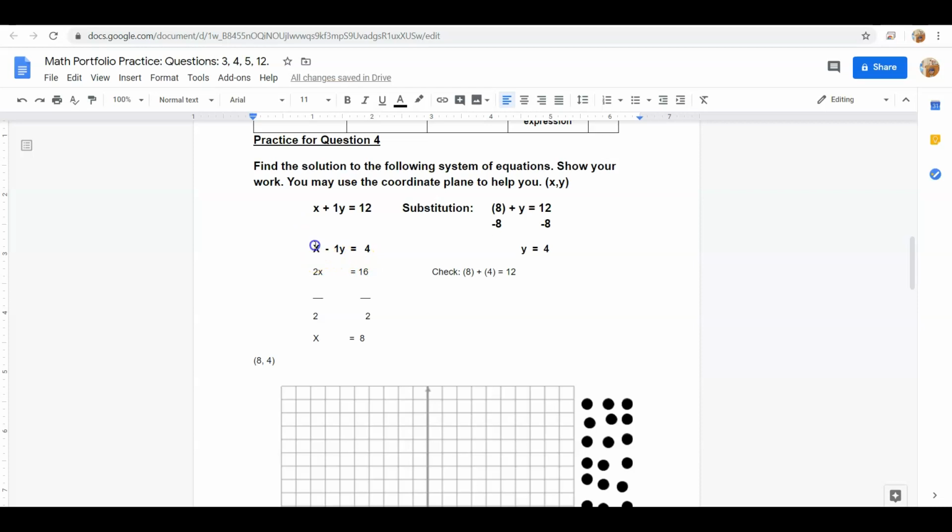So I know that for this equation, 8 and 4 works. Let's see if it works for this equation. My x is 8. And my y is 4. So it's going to be minus 4 is equal to 4. So if 8 minus 4 equals 4, then both of these check out. This is the solution. This is how you could show your work.